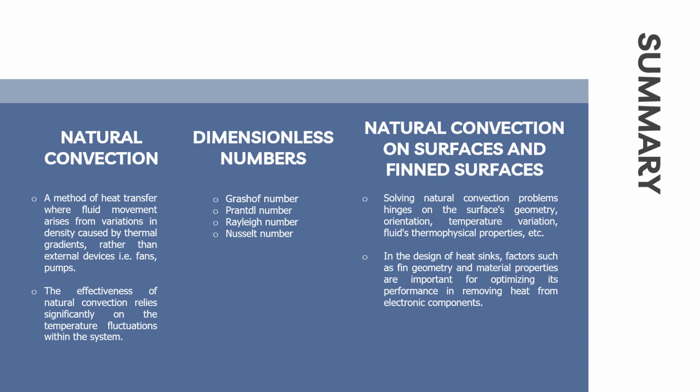The Prandtl number describes the relationship between momentum and thermal diffusivities. The Rayleigh number is a product of both the Grashof and the Prandtl numbers, and the Nusselt number is the ratio of convective to conductive heat transfer at the boundary in a fluid. Solving natural convection problems hinges on the surface's geometry, orientation, temperature variation, fluids' thermophysical properties, etc. And in the design of heat sinks, factors such as fin geometry and material properties are important for optimizing its importance in removing heat from electronic components.